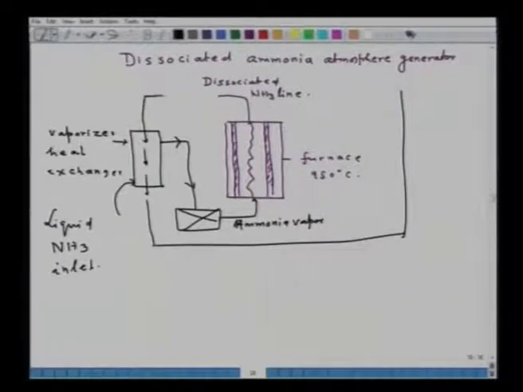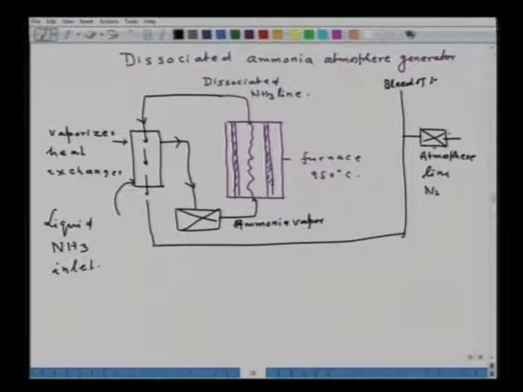And this dissociated line is back to this particular thing. Suppose the extra amount of NH3 is bled off, and through a system of valves, this is the atmosphere line, which contains nitrogen plus hydrogen to the furnace. Now this one is the dissociation with catalyst. So the whole thing is that you maintain a furnace at 950 degrees Celsius, ammonia dissociates, and that's it, you get the atmosphere which consists of nitrogen and hydrogen.